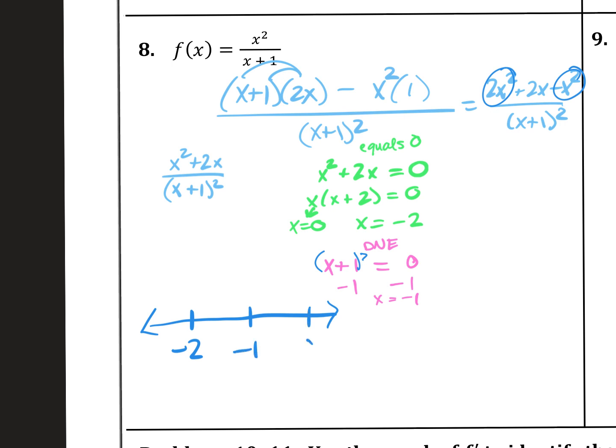You have to also set the bottom equal to 0 because then the derivative can't exist if the denominator is 0. And we can ignore the squared because it doesn't matter.